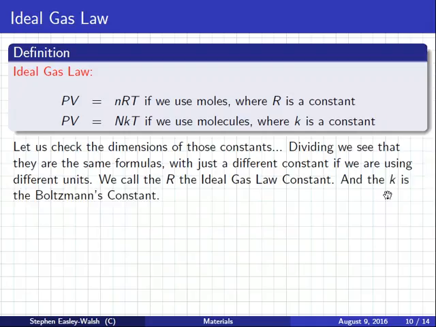So, k is called the Boltzmann constant. And they're really the same thing with just different units.